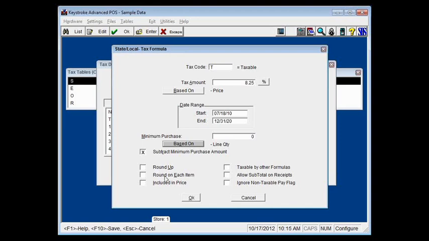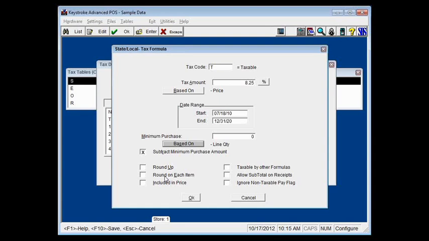You can round your tax on each item. So, for example, and it gives a good example in the help, if the sales tax on an item is 2.5 cents, it can round that up so each item gets 3 cents of sales tax, rather than if you sell 5 of those items, you are going to get a different sales tax amount.